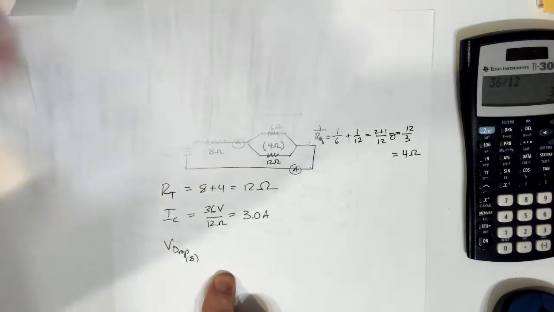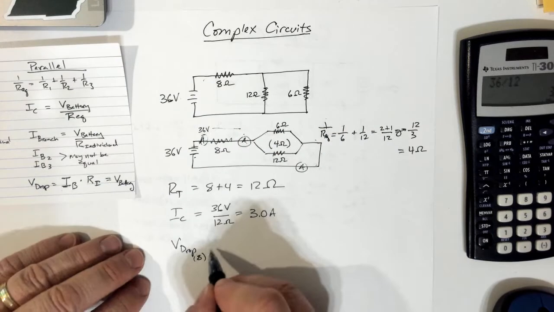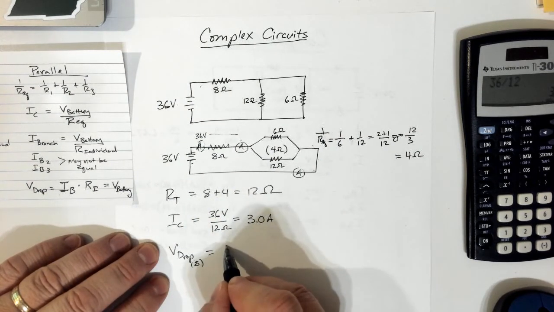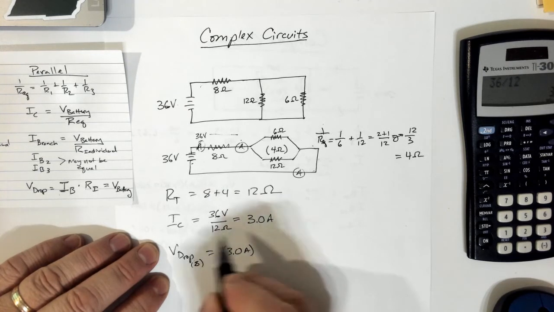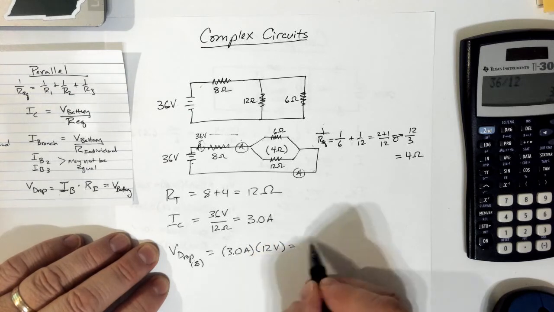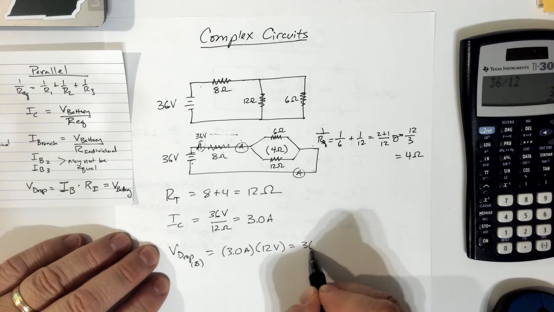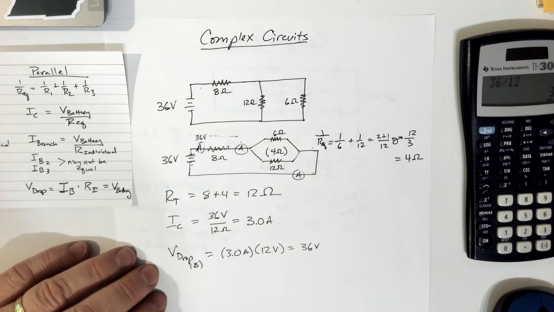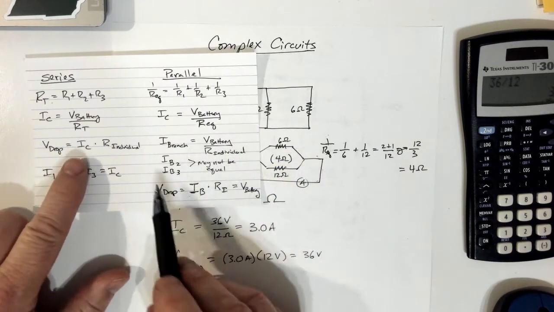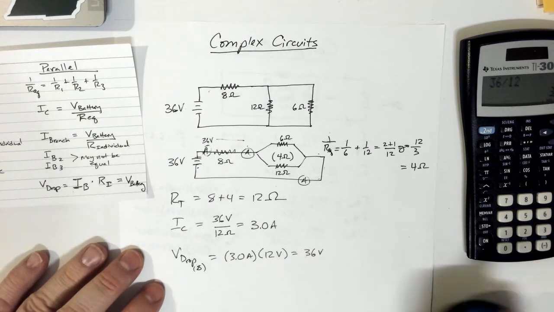And how do we do that? V drop is the current times the individual R. So the current total, 3 amps, times the total, which is 12 ohms, which is then 36 volts. Okay, so the drop is the current total, 3 amps, times that, it's going to use up all 36.